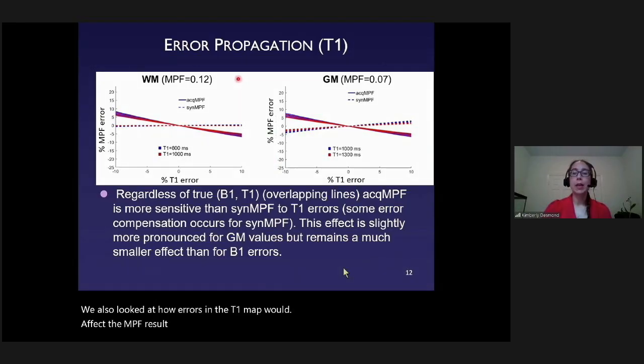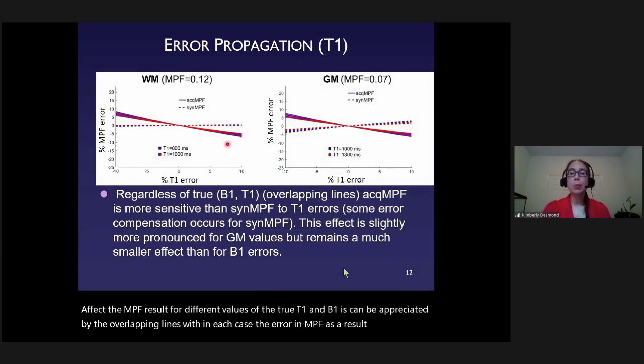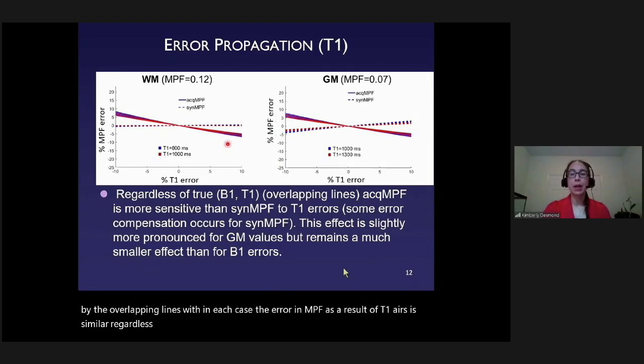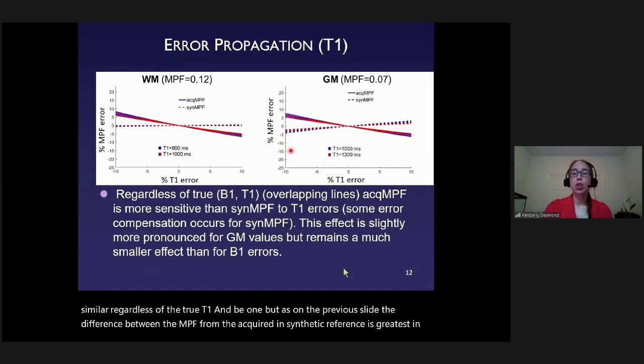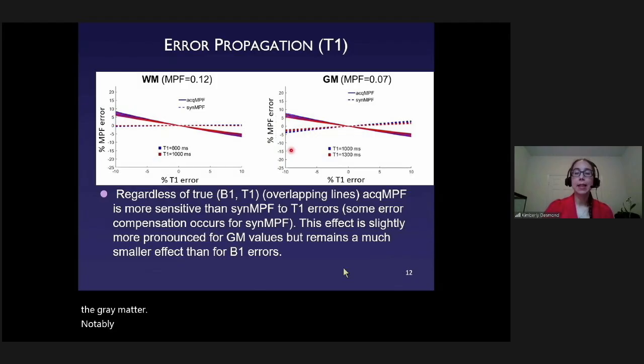We also looked at how errors in the T1 map would affect the MPF result for different values of the true T1 and B1. As can be appreciated by the overlapping lines, within each case, the error in MPF as a result of T1 errors is similar regardless of the true T1 and B1. But as on the previous slide, the difference between the MPF from the acquired and synthetic reference is greatest in the gray matter. Notably, the error in MPF is less in the case of the synthetic reference.